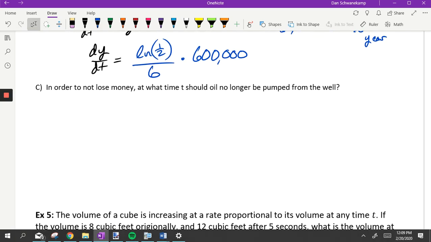Letter C says, in order to not lose money, at what time T, so we're looking for T, should the oil no longer be pumped into the well? If you remember back from part A, it said after 50,000 gallons, it no longer made sense. You have an equation that told you exactly what the formula was here. It was Y equals that 1 million. I'm going back to the part A equation. The part A equation that we found was this thing.